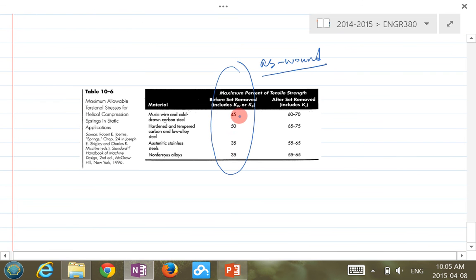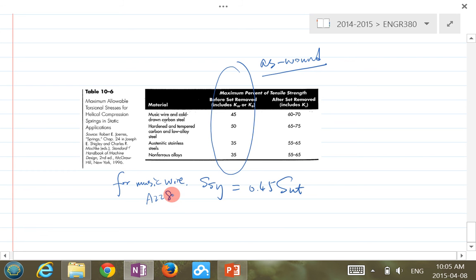How do we use this table then? For example, if we're talking about a musical wire, this basically means SSY will equal 0.57 times SUT, okay? That's how you use it. You find your SSY.